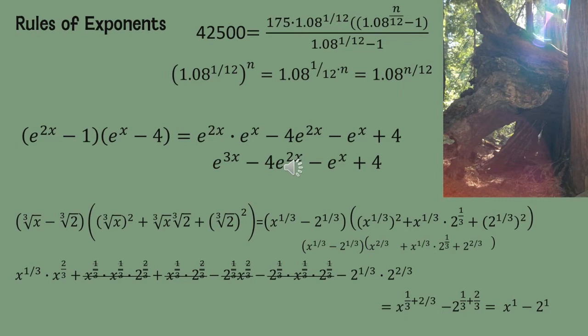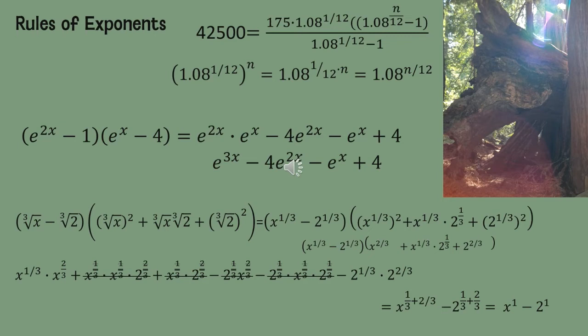If you look at the example below that, we have some factors, and the factors involve e raised to some powers. If I FOILed out those factors, so I multiplied first, outer, inner, last, that involves taking e to the 2x times e to the x. And if I multiply e to the 2x times e to the x, I need to use the rule of exponents in which I have the same base being multiplied, so I add the exponents. 2x plus 1x is 3x. So when I FOIL that out and I multiply those first terms, it turns into e to the 3x.